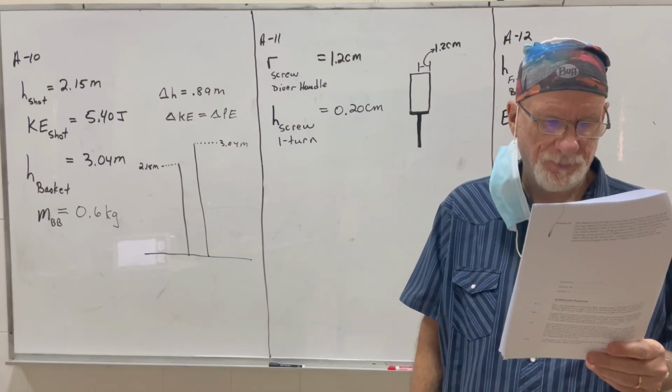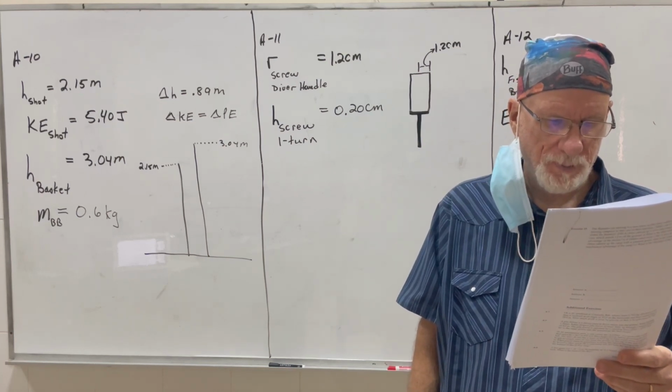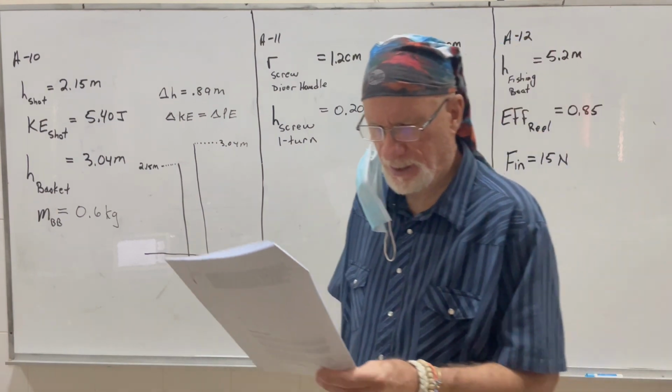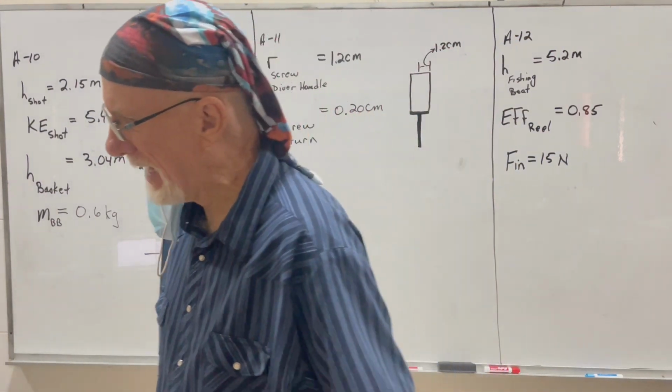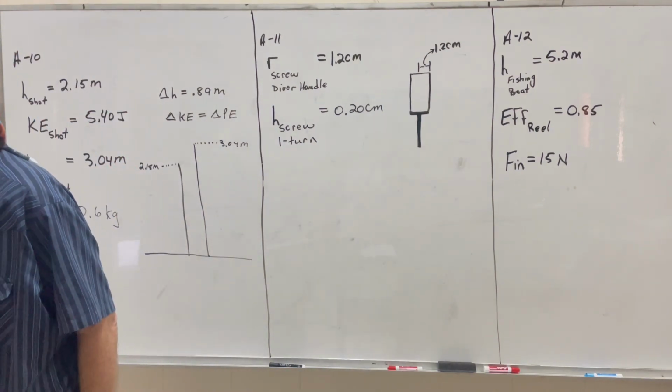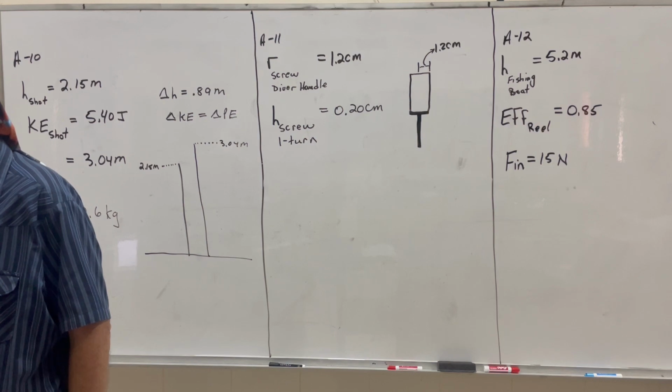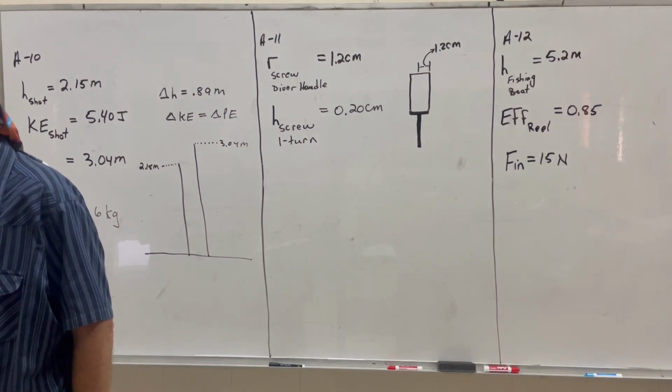Okay? What is the ideal mechanical advantage? And that's number 10. So what do we got? Number 11. What is it? It's number 11. Better.